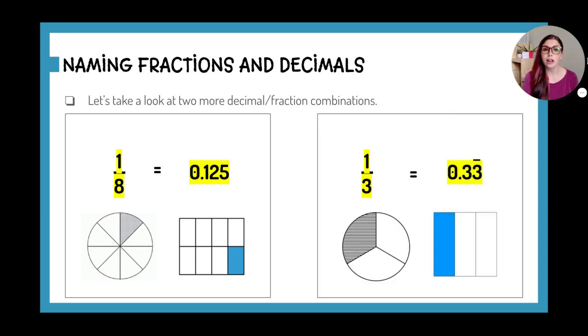All right, one more. Here we have 1/3. 1 out of 3 total pieces drawn as a circle and drawn as a square or rectangle. If I turn 1/3, my fraction, into a decimal, it would be 33 hundredths with that little line over the top. That means repeating. We're going to get more to that in another lesson. But for now, I want you to remember that 1/3 is 33 hundredths repeating.